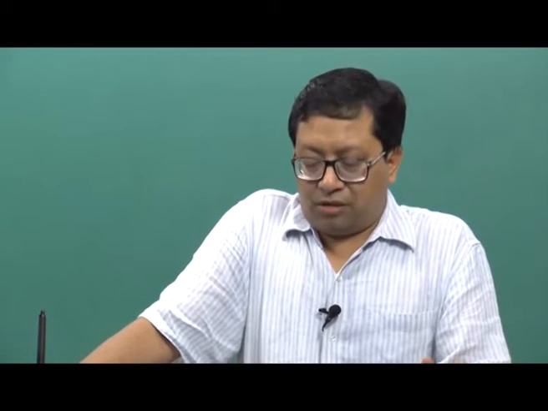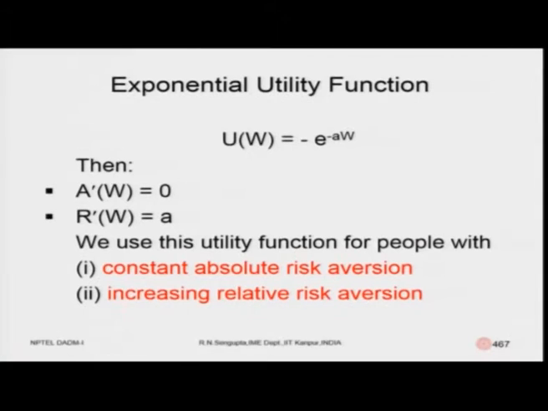So, let us continue with the exponential utility function. In the exponential utility function, you have the utility function given as minus exponential to the power minus AW, and A is the constant value which you have in order to give the shape, the scale parameter, for the exponential utility function.